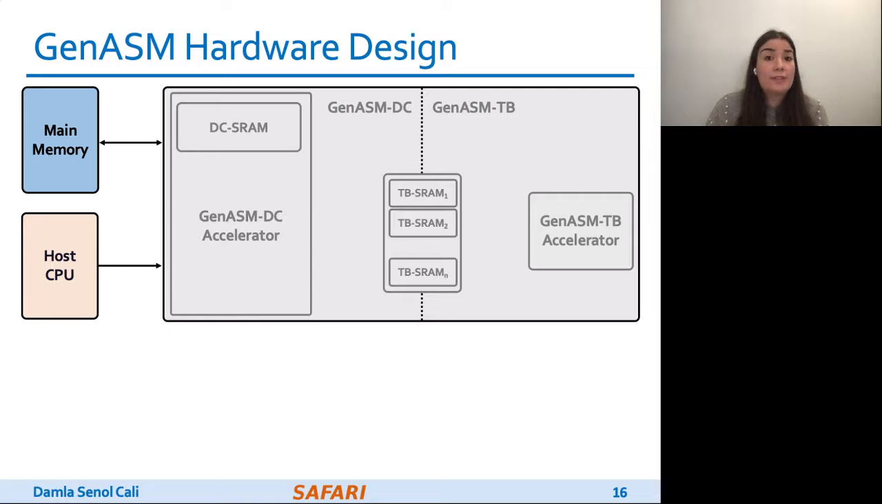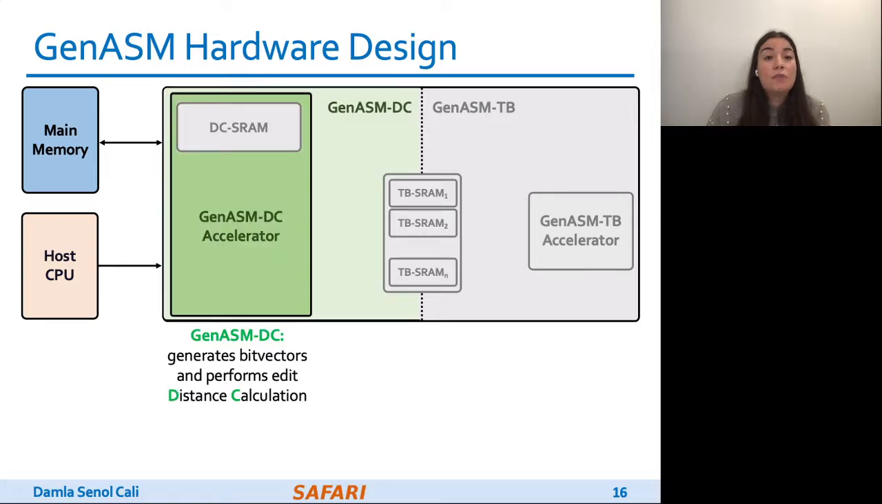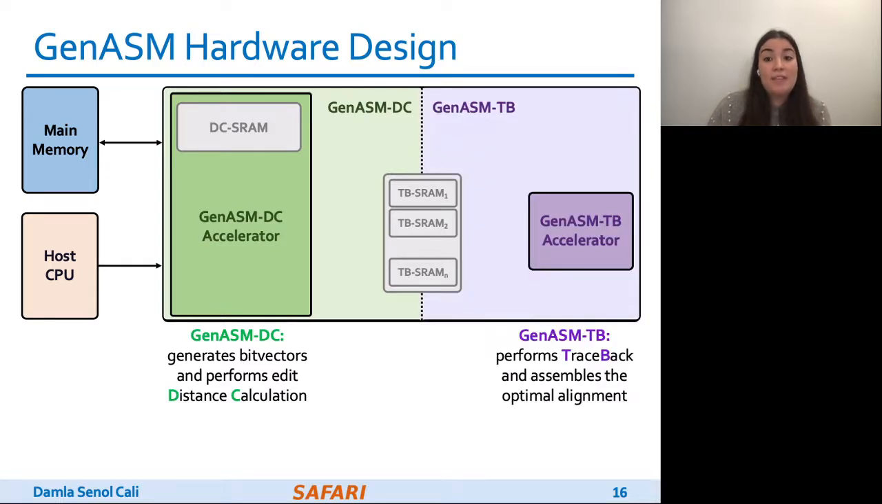Let's look at the hardware design of GenASM. Our co-designed hardware consists of 2 components. First, GenASM-DC, which provides hardware support to efficiently execute our GenASM-DC algorithm. And second, GenASM-TB, which provides hardware support to efficiently execute our novel GenASM-TB algorithm. GenASM also has 2 types of SRAM buffers, DC-SRAM and TB-SRAMs. Let's look at the high-level overview of GenASM.